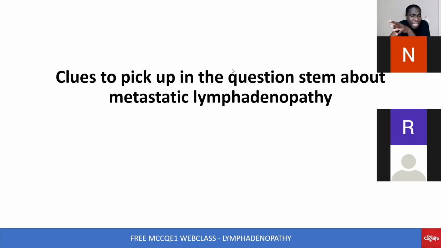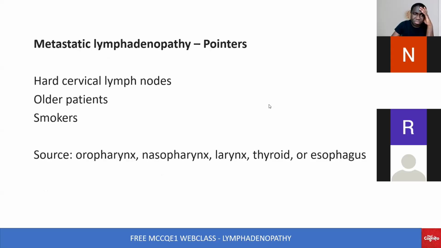And then clues to pick up in a question stem about metastatic lymphadenopathy, because at times the only way some cases of metastasis can be picked up is that all of a sudden the patient sees a lymph node popping up somewhere. So with metastatic lymphadenopathy, what are the pointers? Usually the lymph node is hard, and they are usually in the cervical nodes.